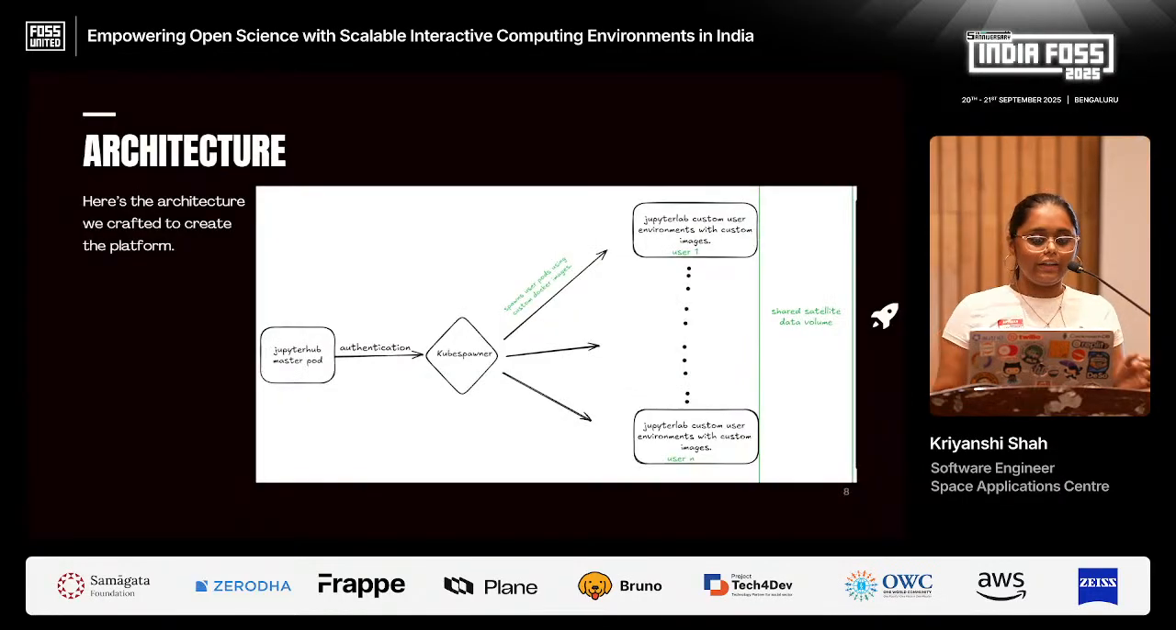So the architecture is really simple. There is a JupyterHub master pod. It authenticates, and using KubeSpawner, it spawns custom JupyterLab environments with custom Docker images, and all those user pods have mounted satellite data so that users can interact with it.